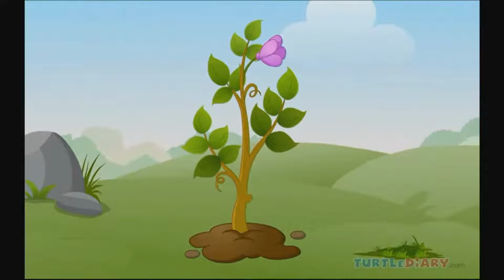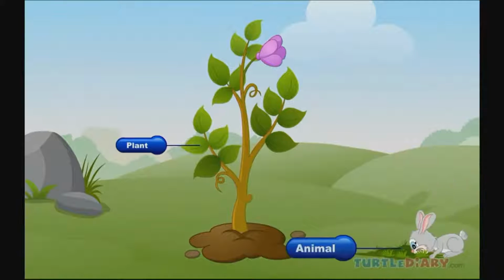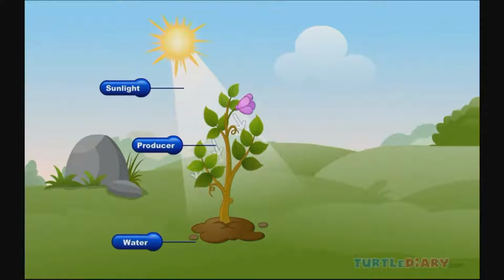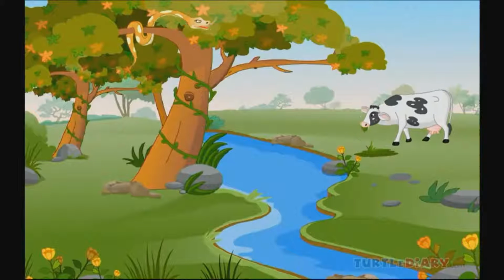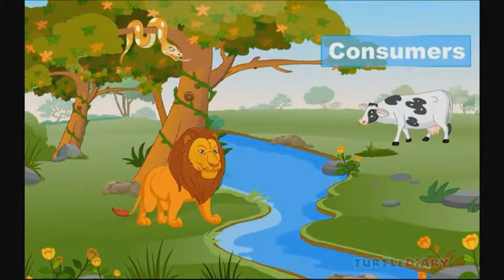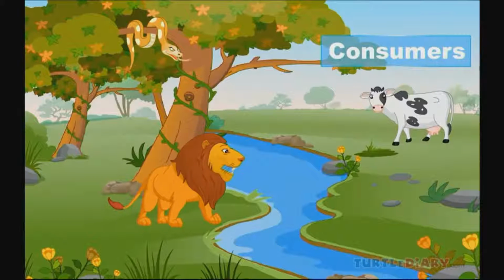All food chains start with plants and end with animals. Plants are called producers because they produce their own food from sunlight, water, and the nutrition that they get from the soil. Animals are called consumers because they cannot prepare their own food and are directly or indirectly dependent on plants for their energy.